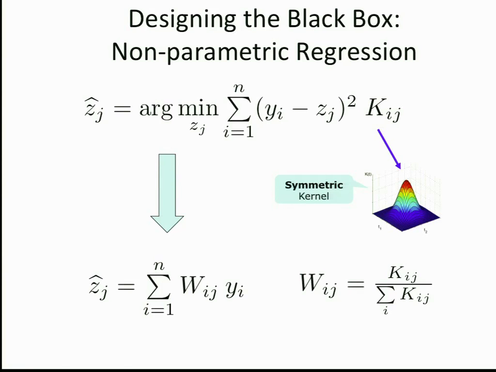The output pixel z hat j is simply a combination of a bunch of coefficients multiplied by the input pixel values that you see here. And in fact, these weights, wi sub j, are simply the weights of this weighted least squares, normalized so that the weights in this sum add up to 1. Okay, and that's a perfectly straightforward description for your design.